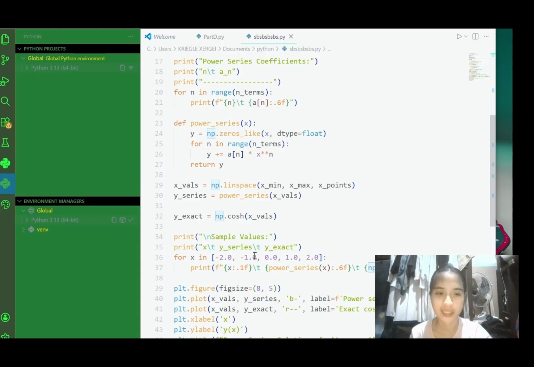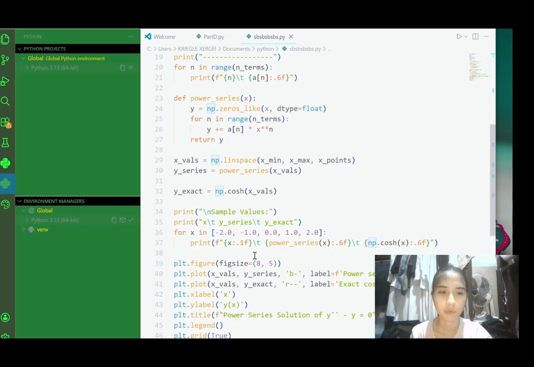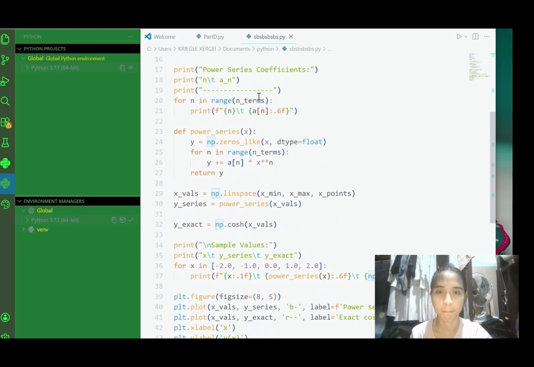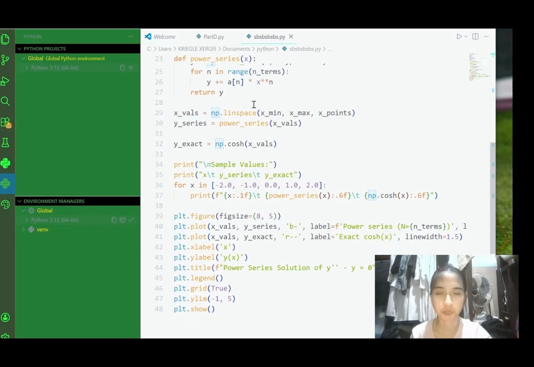Then we define the function power series x. This function calculates the approximate value of y by summing all the terms from n equal to 0 up to 11. After defining the function, we generate the x values using linspace.